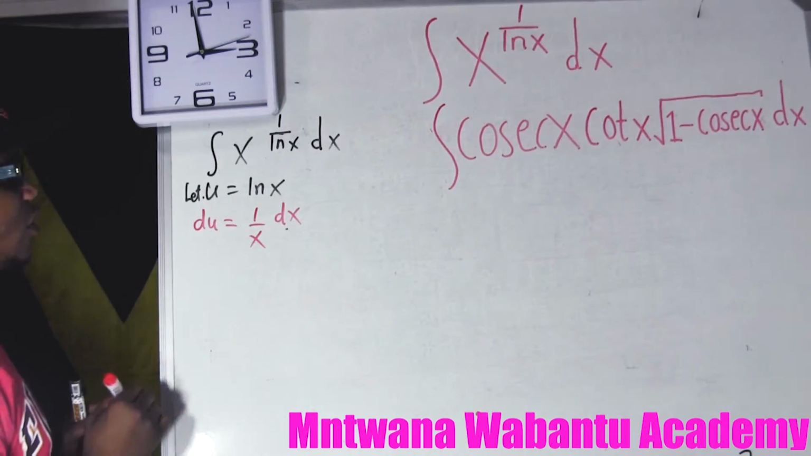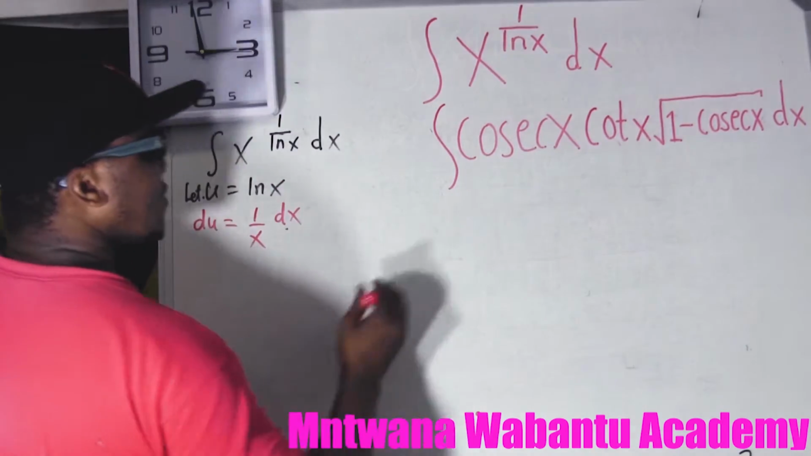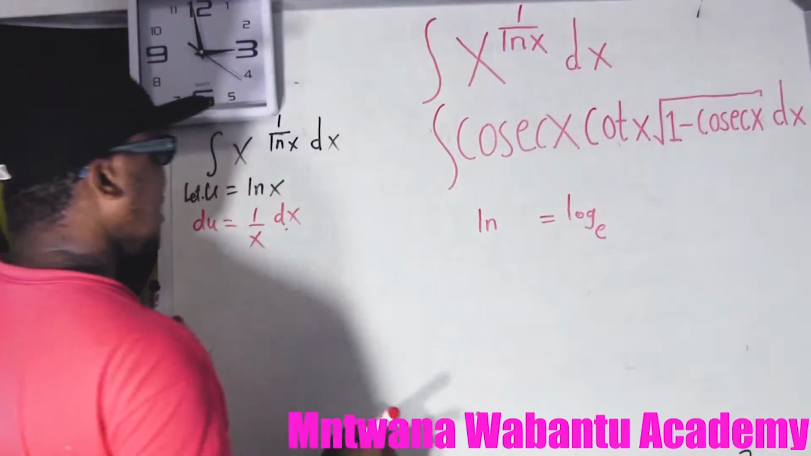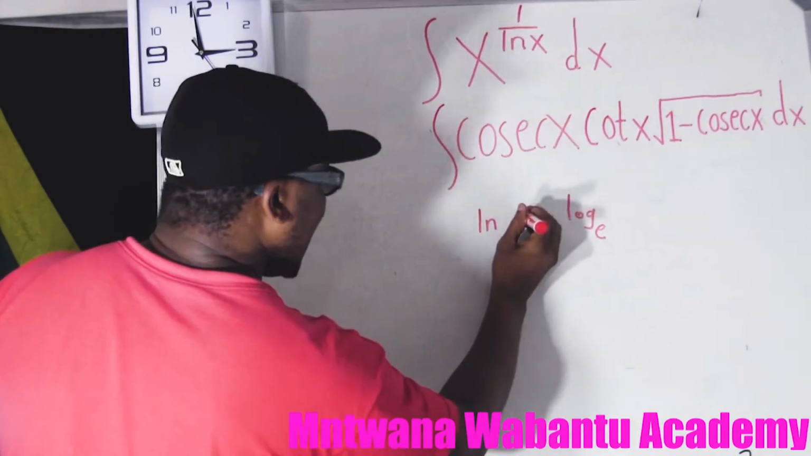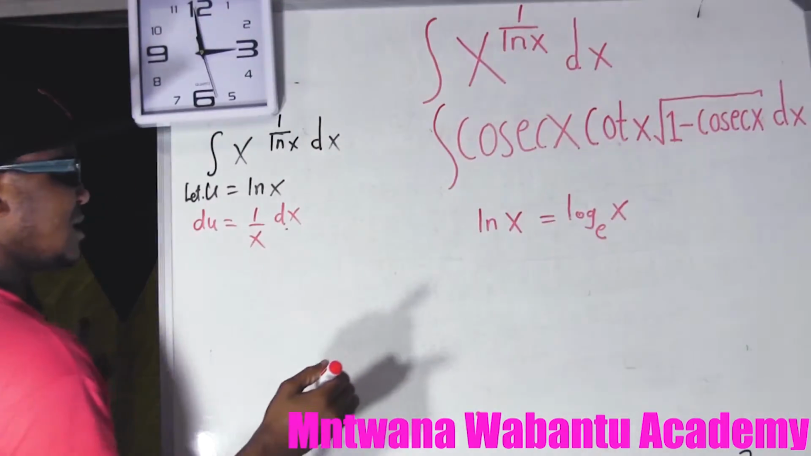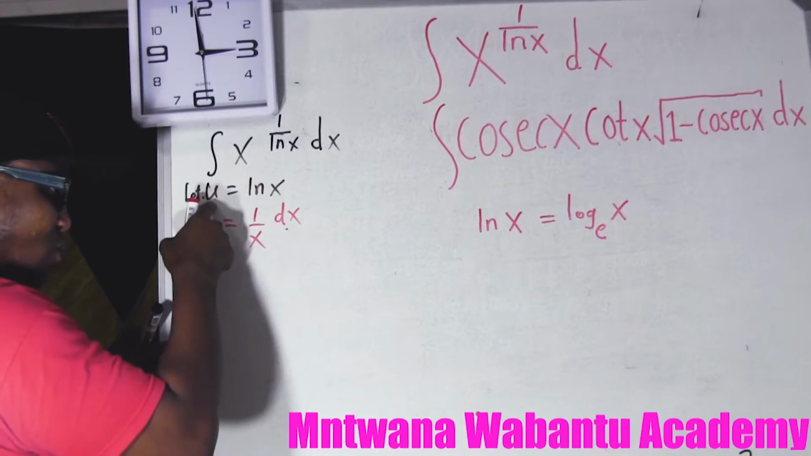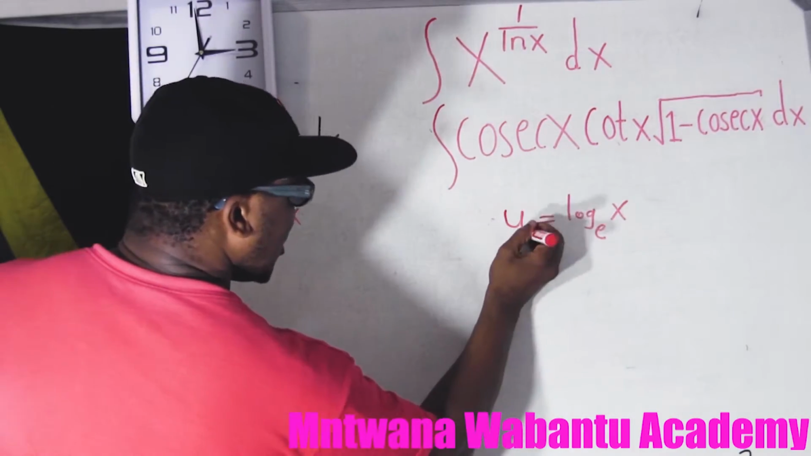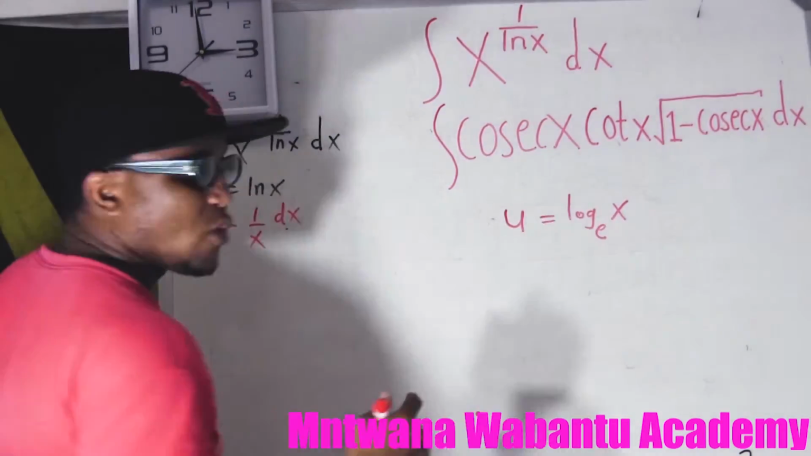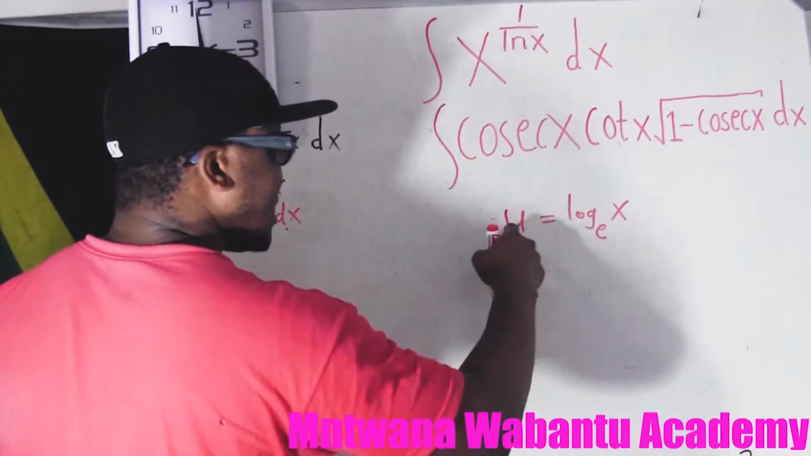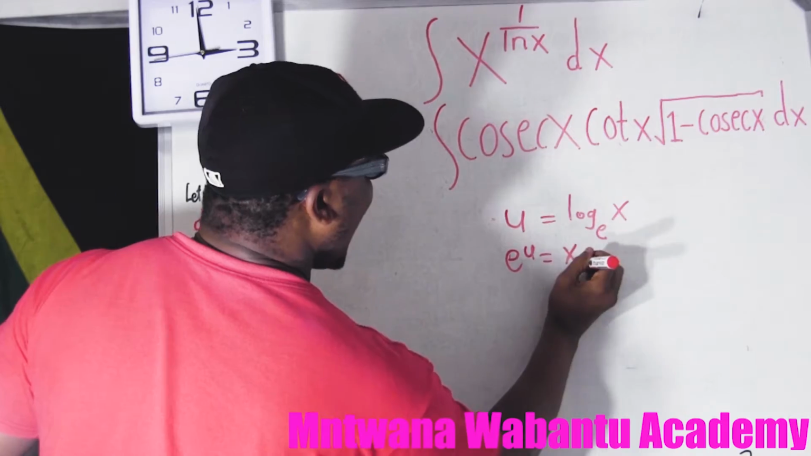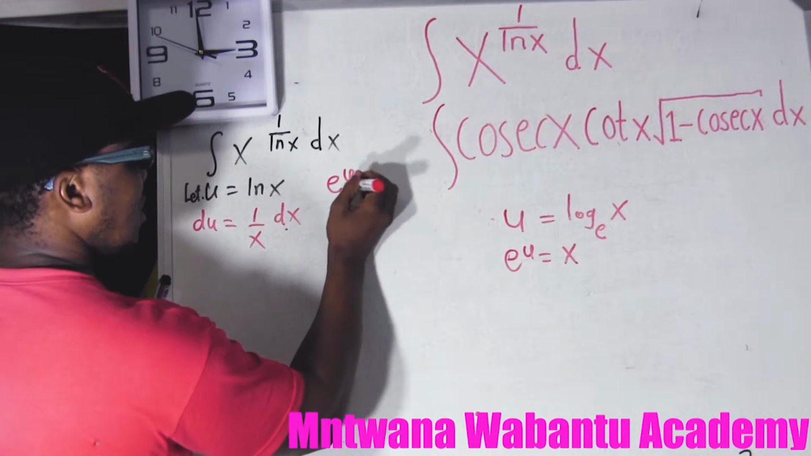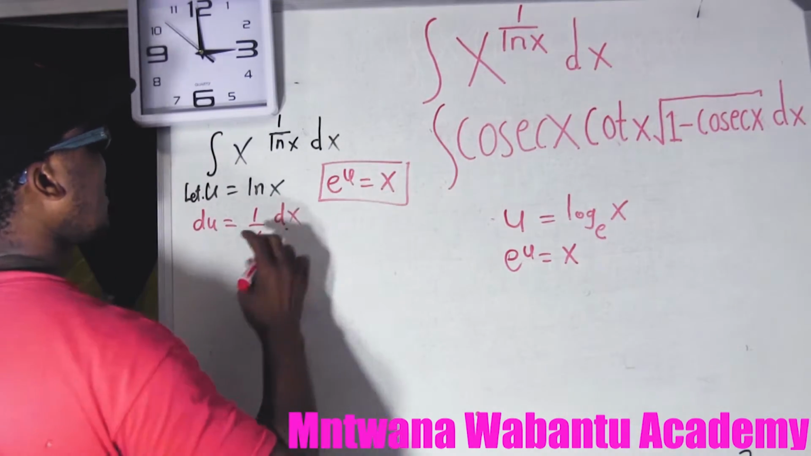Okay, so look, there is a little thing here you need to know. If somebody gives you ln, ln means log to the base e. So if we say ln of x equal to u, I can apply the exponential rule. It's going to become e power u equal to x. So all these I can use to replace.